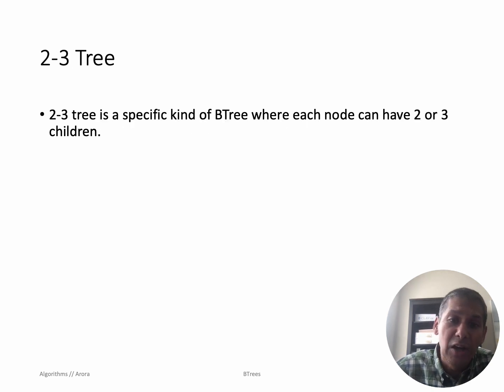A BTree is a generalization of a binary search tree where you allow the node to have a different number of child nodes. An example of a BTree is also a 2-3 tree, where each node can have 2 child nodes or 3 child nodes, and that allows us to already visualize the difference from a binary search tree.